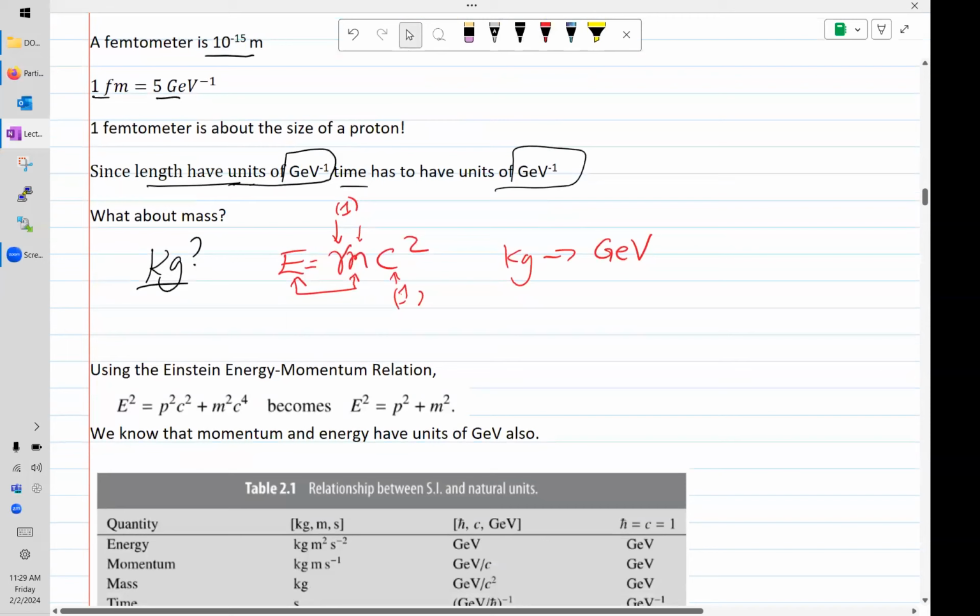In fact, if you go a little further, if you want to figure out the units for momentum, we can use the Einstein energy-momentum relation, and we're going to review this next week, right? E squared equals p squared plus m squared. Notice that I don't even write the c anymore, because I'm so used to just having c equal to 1. So energy, momentum, mass, they all have the same units, okay?